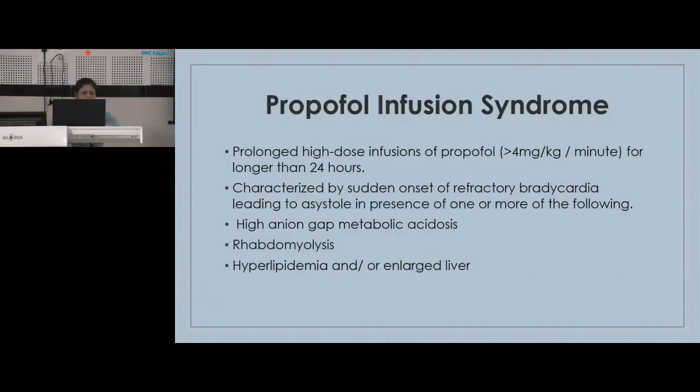After an infusion, propofol infusion syndrome can happen. Prolonged high-dose infusion of propofol, more than 4 milligram per kilogram per minute for longer than 24 hours, can lead to this. It is characterized by sudden onset of refractory bradycardia leading to asystole in the presence of one or more of the following: high anion gap metabolic acidosis, rhabdomyolysis, hyperlipidemia, and or enlarged liver. So that should be kept in mind when you have given propofol as an infusion.